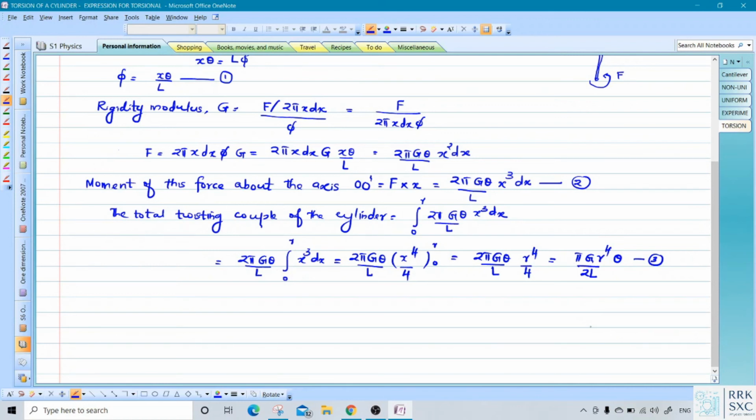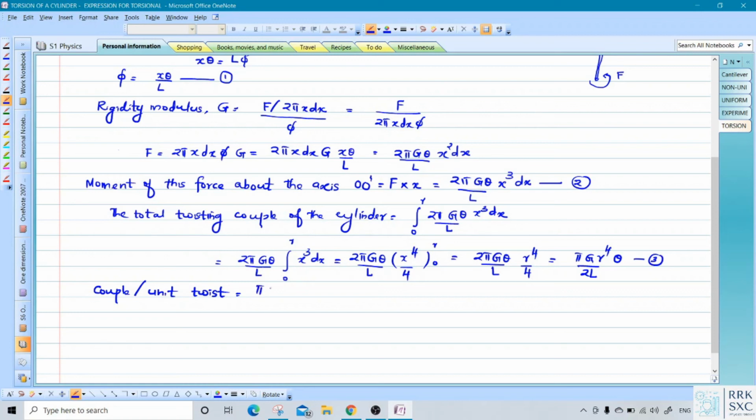Now, the couple required to twist the rod through theta equal to 1 radian. So in equation number 3, you have theta. If you put theta equal to 1, then you will get the twisting couple for twisting the rod through theta equal to 1 radian, and that is called the couple per unit twist. So couple per unit twist is obtained by putting theta equal to 1 radian in equation number 3.